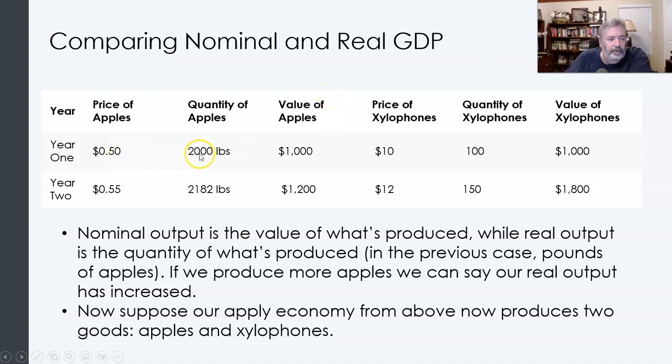All right, 50 cents times 2,000 is 1,000. 55 cents times 2,182 is 1,200. 10 times 100 is 1,000. 12 times 150 is 1,800. That's the nominal value. I don't know why they wanted to change the wording all of a sudden.